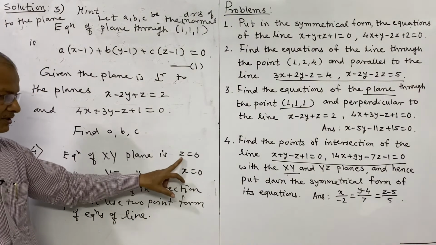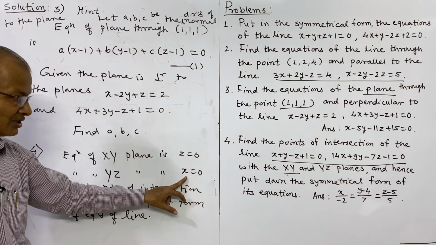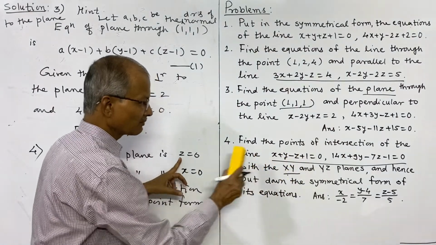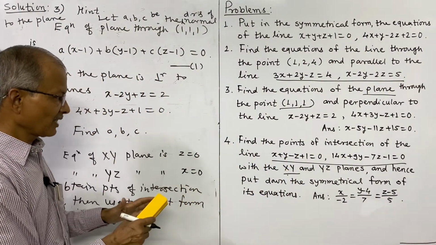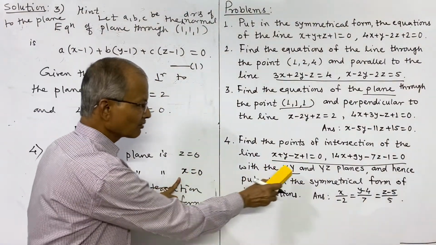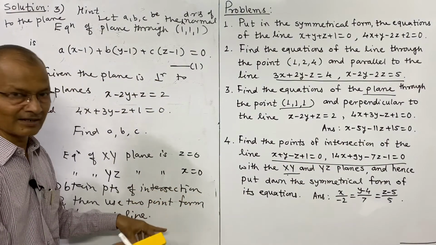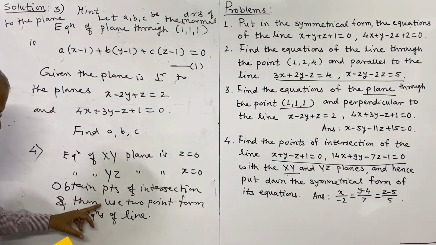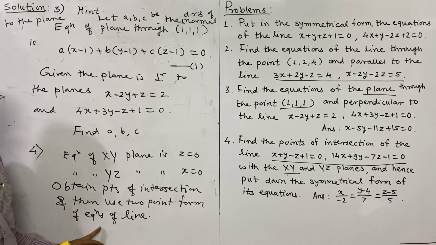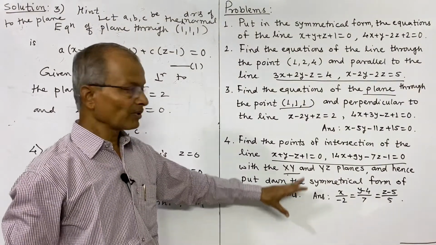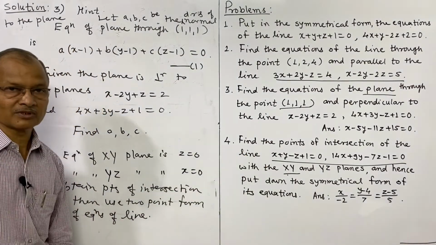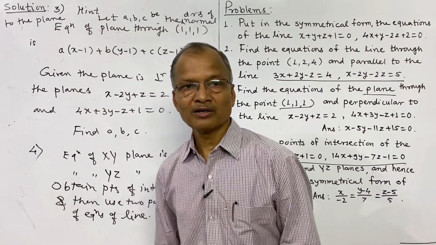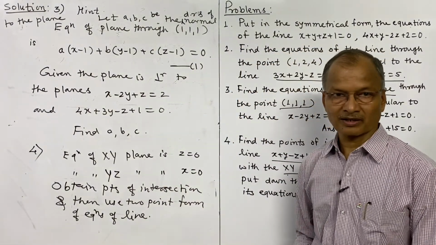Here z coordinate is 0, and there the x coordinate will be 0. That means in this case we have to put z is equal to 0 in these, find the values of x and y, and z is 0. Here put x is equal to 0 in these two, find the values of y and z. The point will be 0, y and z, and then use the 2-point form of equations of line to write the equation in this form. So please try these two problems yourself, and the remaining part we will continue in our next lecture. Thank you.